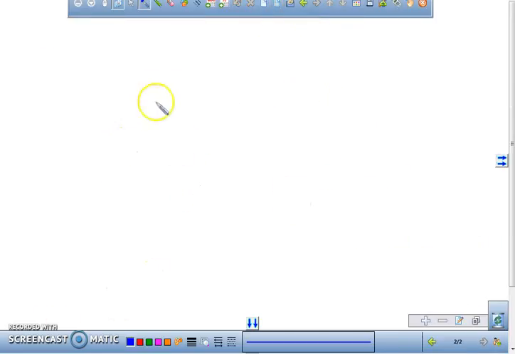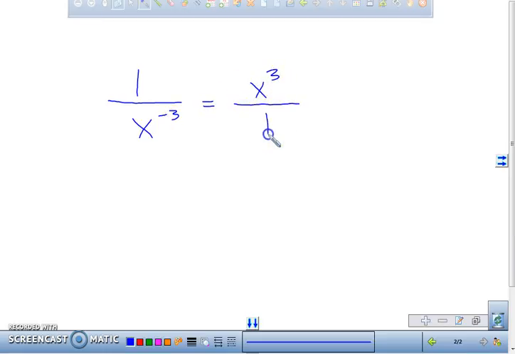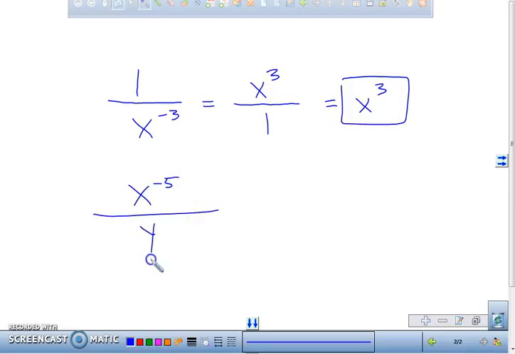Okay? Alright, so here's an example. What if I had 1 over x to the negative 3, and you're not allowed to have a negative exponent in your answer, and I wanted to make this positive? All you have to do is take that exponent and move it up. Your final answer would be x to the third. So do this example, see if you guys can figure it out. X to the negative 5 over y to the negative 4. See if you can find out what you think the answer would be. If I gave you this, I said, I want you to simplify.